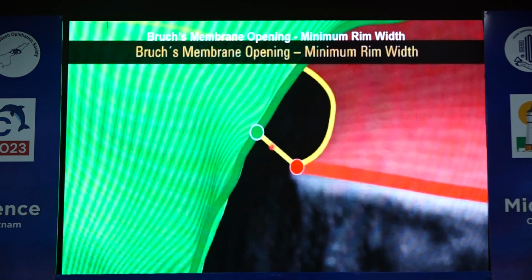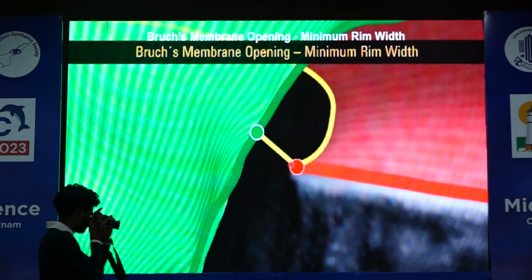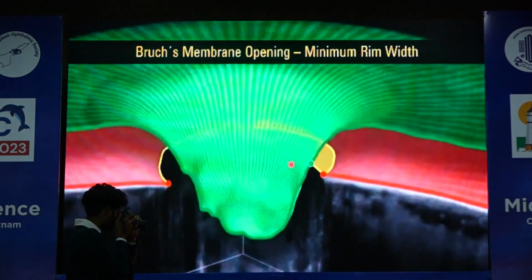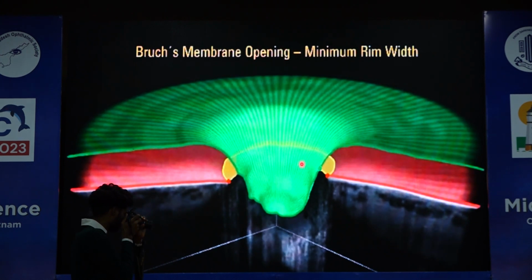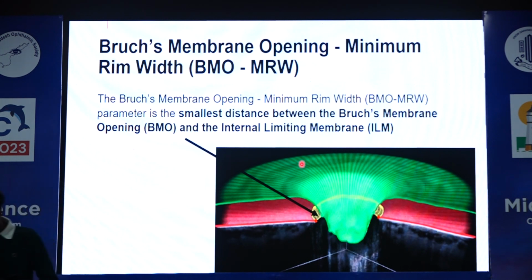You can see the minimum distance. So that is called Brooks membrane opening minimum rim width. The yellow part here, you can see the yellow three-dimensional part, that's called Brooks membrane opening minimum rim width, which is the smallest distance between Brooks membrane opening and the internal limiting membrane.